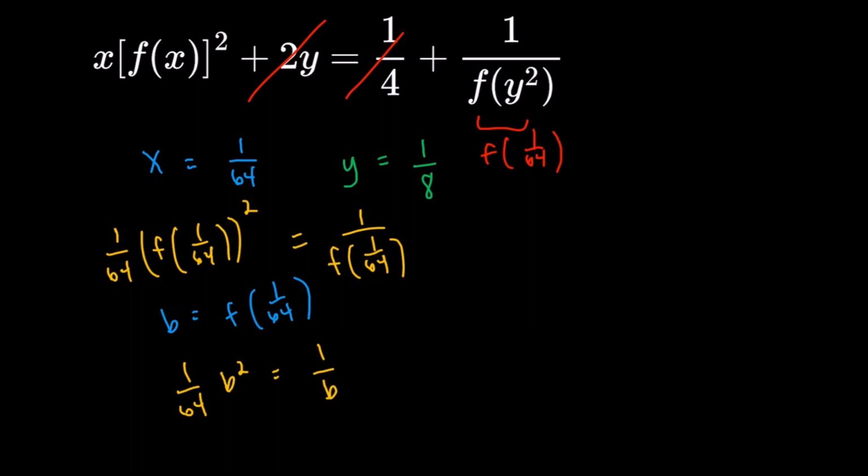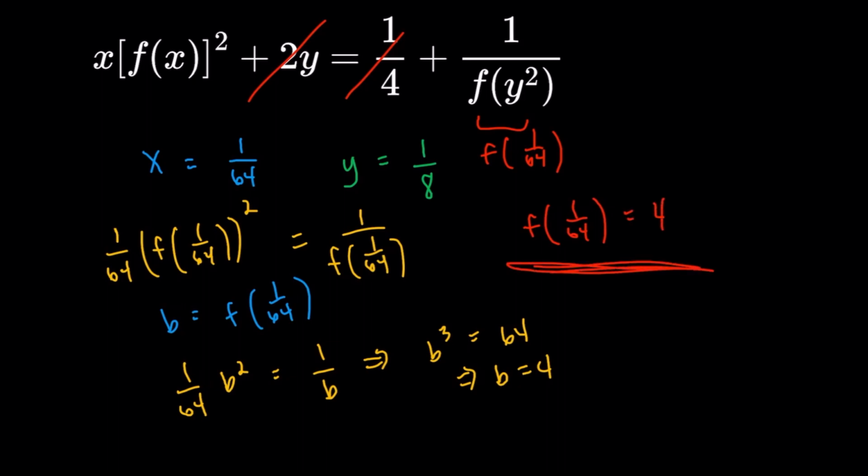Now multiplying both sides by 64b, I'll get b cubed is 64. Now we only want the real solutions here because we have a function, so that takes on real values. So b would have to be the cube root of 64, so that's going to be 4. All right, so b is f of 1 over 64. So I would get from this one that f of 1 over 64 is going to be equal to 4.